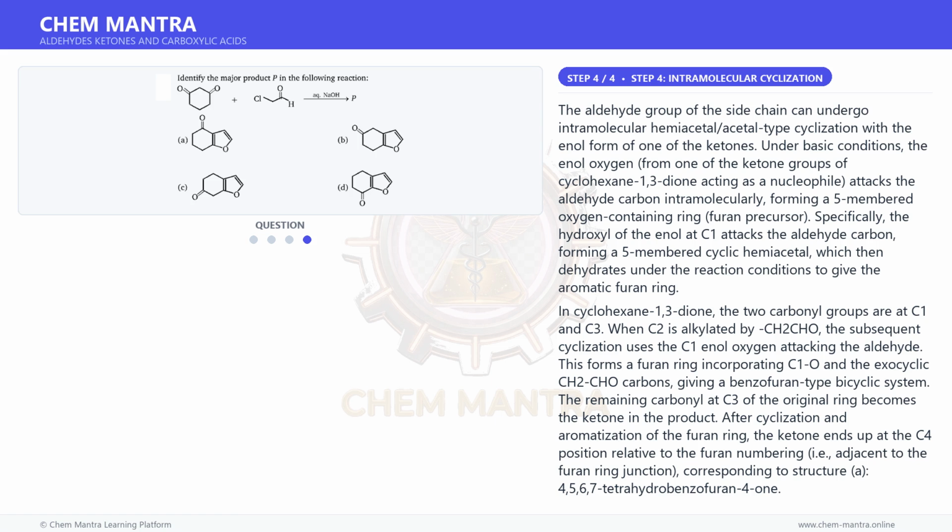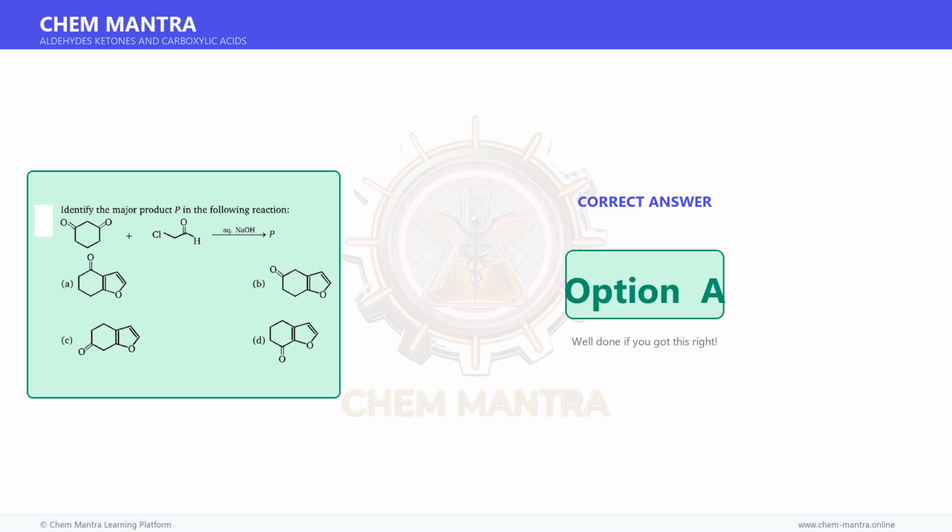The most activated position for alkylation is C2 of cyclohexane-1,3-dione between both carbonyls, and subsequent cyclization with the adjacent enol oxygen gives the furan ring fused such that the remaining ketone is at C4 of the product, matching option A. Therefore, the correct answer is A. Therefore, the correct answer is option A.